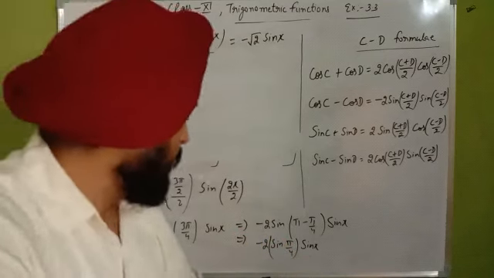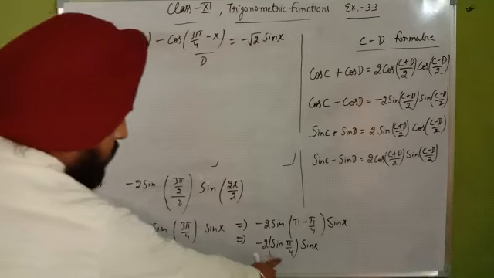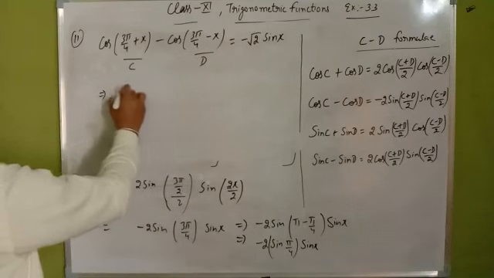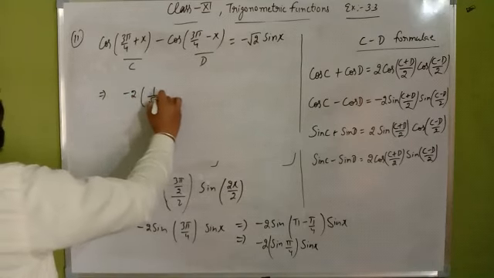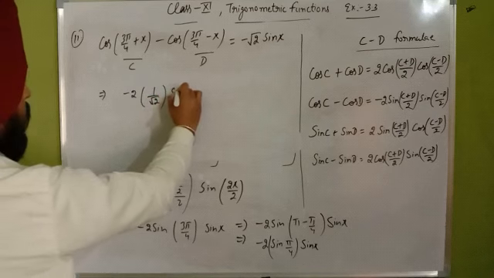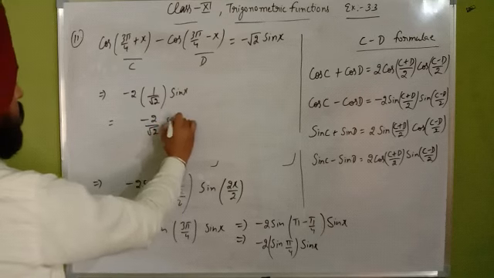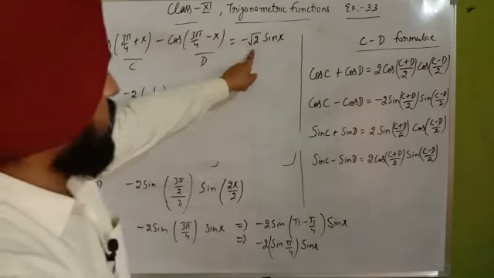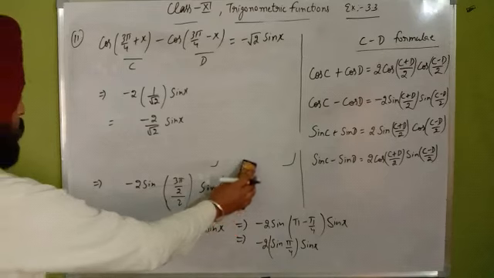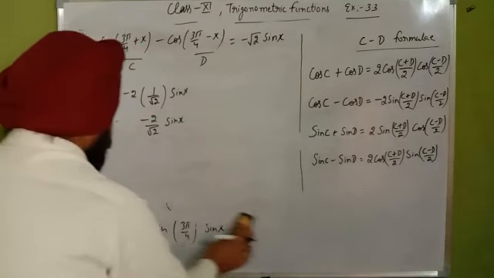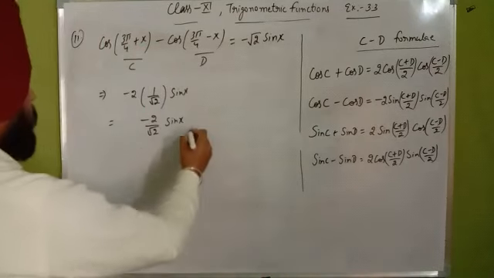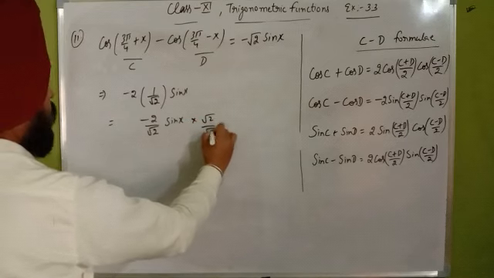We have to write the value of sine pi by 4, that is 1 upon square root 2 into sine x as it is. Now minus 2 upon square root 2 sine x, we have to show it as minus root 2. So we have to rationalize the denominator: multiply root 2 upon root 2 there.